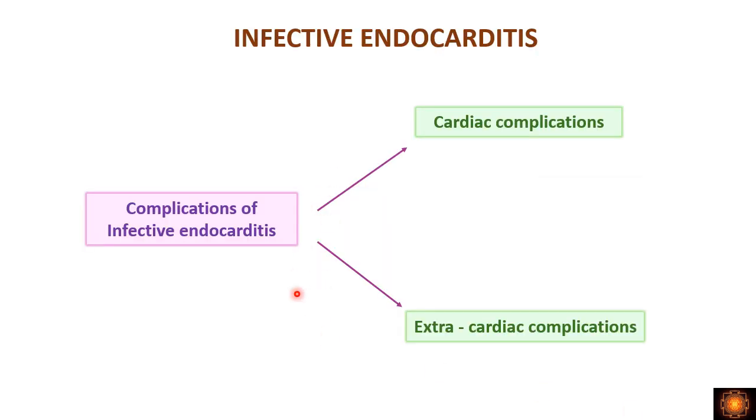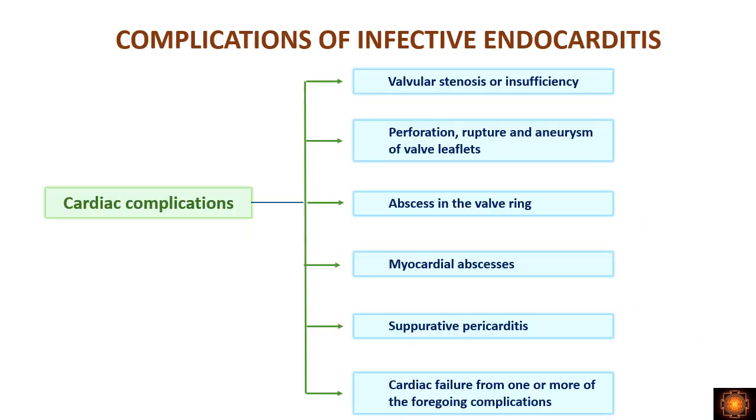Then coming to the complications, we have cardiac complications and extracardiac complications. Cardiac complications are related to the valve injuries. So there can be valvular stenosis or insufficiency, valvular perforation, rupture, or aneurysms of the leaflets, or the patient can develop ring abscess in the valve ring, or myocardial abscesses, or suppurative pericarditis, and all these things can lead to further cardiac failure. So all these conditions come under cardiac complications.